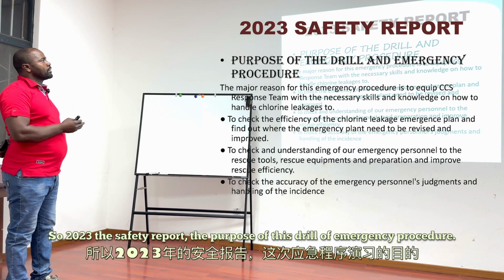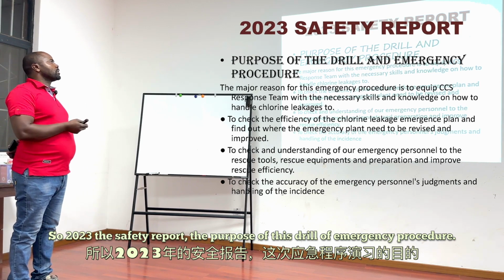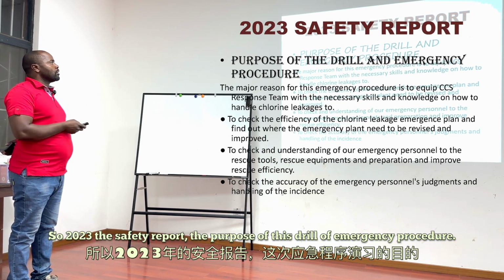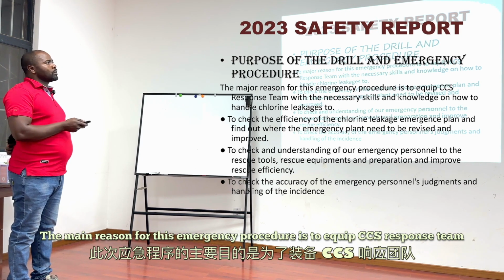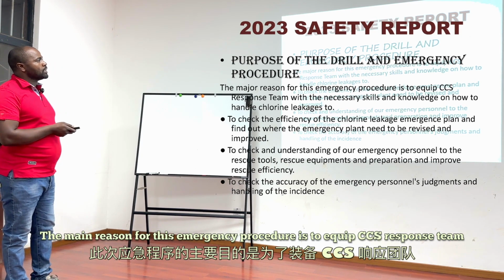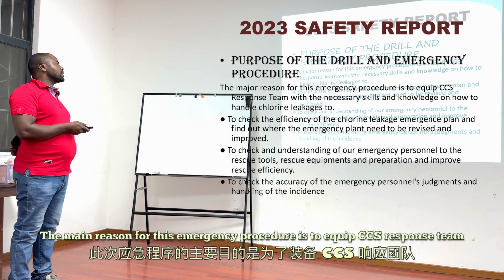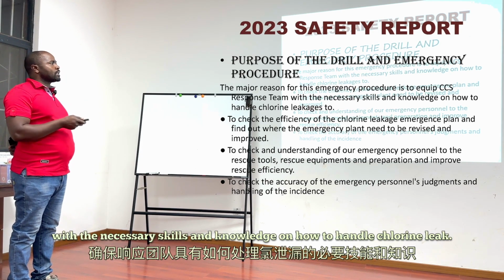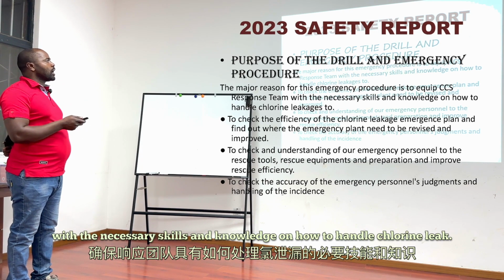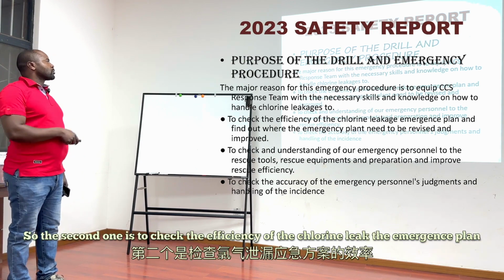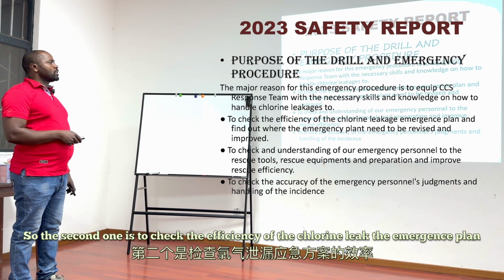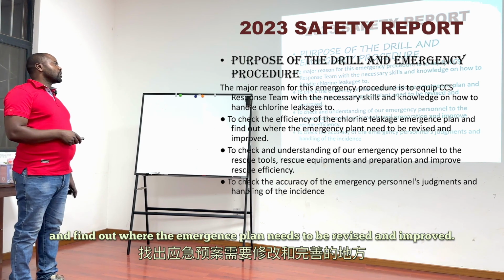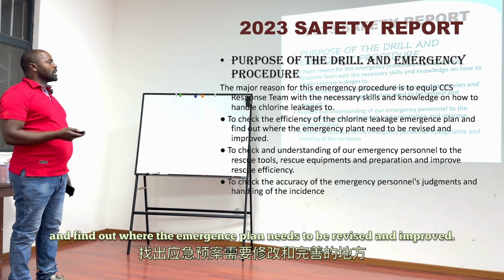The 2023 safety report: the purpose of this emergency procedure drill. The main reason for this emergency procedure is to equip the CCS response team with the necessary skills and knowledge on how to handle a chlorine leak. The second is to check the efficiency of the chlorine leak emergency plan and find out where it needs to be revised and improved.